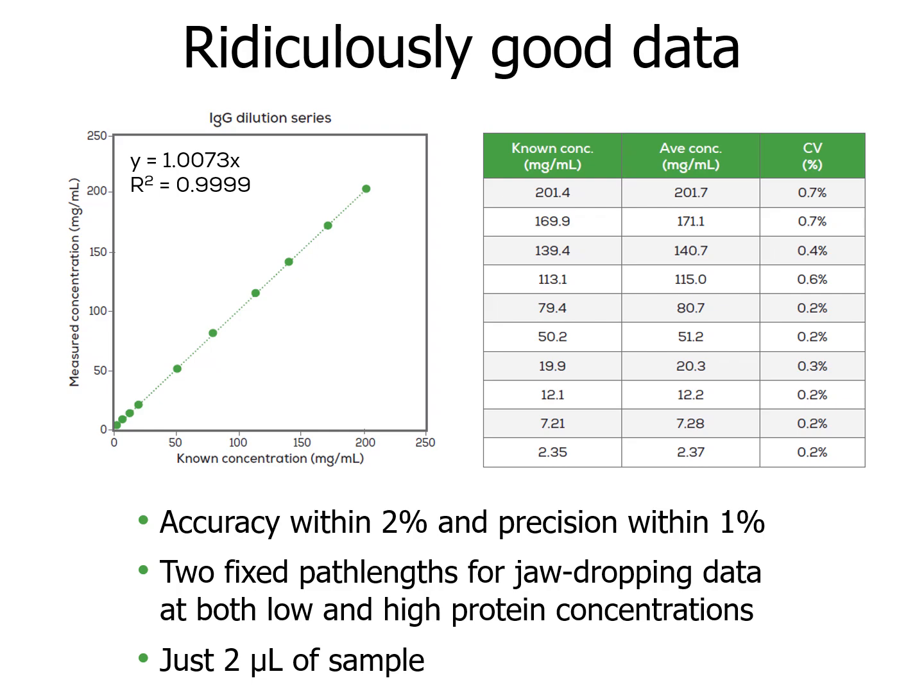We're quantifying this in the table on the right, where you can see the actual values for known and measured average concentration are within 2% of each other, which is our specification. And the precision, measured as percent CV, or relative standard deviation, RSD, is below 1%. Again, this is with octuplicate samples. This shows us that our 2 fixed path lengths in Stunner's microcuvettes allow us to have incredibly accurate and precise data across a wide dynamic range and covers most applications in the world of biologics at low and high concentrations.